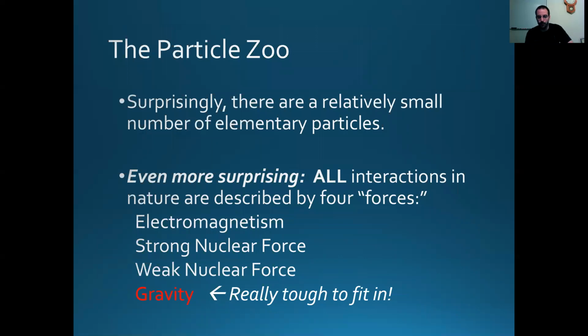So we have the particle zoo. It turns out that there are lots and lots of known particles, but many of them are composite particles produced out of a relatively small number of elementary particles, and I'll show you what those are. Even more surprising is that as far as we know, all interactions in nature are described by just 4 forces. The first one is electromagnetism. So by the name, you see electricity, you see magnetism. But almost everything falls into that. Light is an electromagnetic wave. So anything having to do with light, radio waves, X-rays, anything like that is electromagnetism.